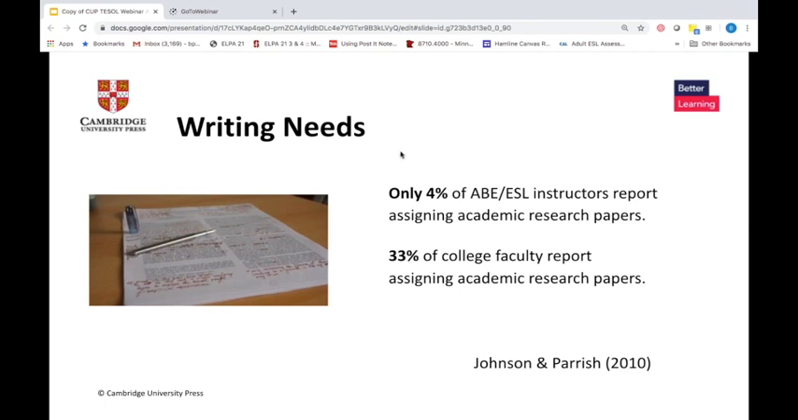Another thing we found was that there were some writing needs that were really apparent in community college. For example, in this setting with 2-year degrees, 33% of the college faculty assigned research papers. And remember, this was not a 4-year college, this was a 2-year community or technical college. Even there, 33% were assigning research papers. However, only 4% of adult ed or ESL instructors at the highest levels were assigning that kind of work. But as Jeanne has pointed out, and as we all know, research is really prevalent in any kind of academic language and in any type of academic setting.